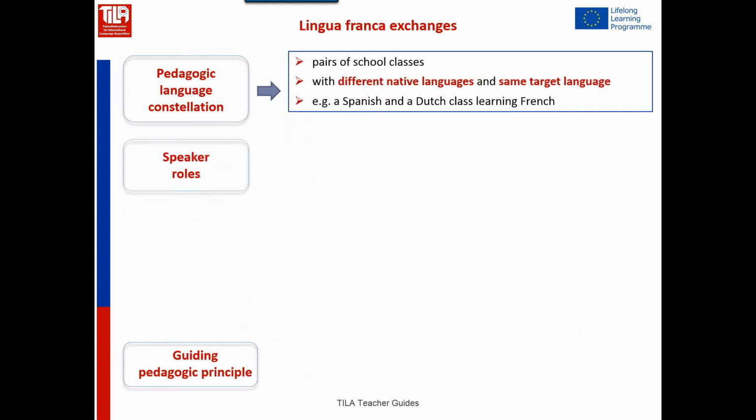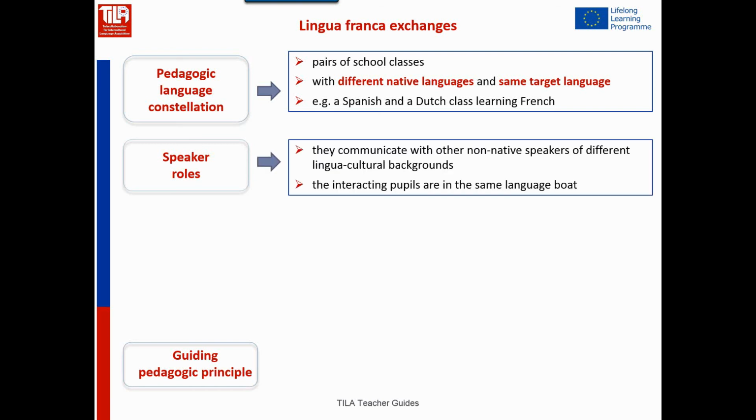The lingua franca approach involves pairs of school classes in which two classes with different native languages share the same target language. For instance, a Spanish and a Dutch class with French as a target language. In this case, the interacting pupils communicate with other non-native speakers of different lingua cultural backgrounds in French. Since they share the same non-native language as a lingua franca, they are all in the same language boat.